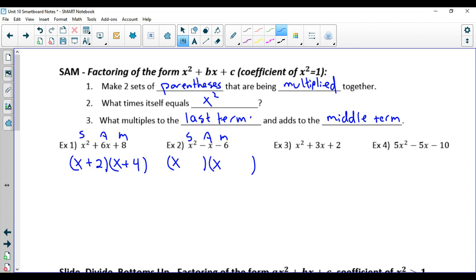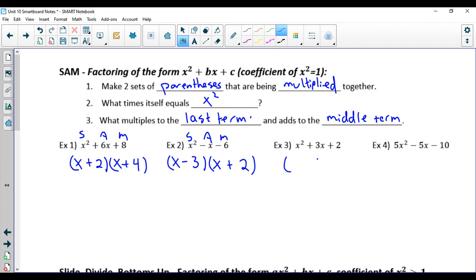Three, 2, and negative 3, positive 2. Again, negative 3 plus 2 is negative 1. Whatever that sign is, there's always going to be the sign of your larger number. All right, try example 3 and 4.